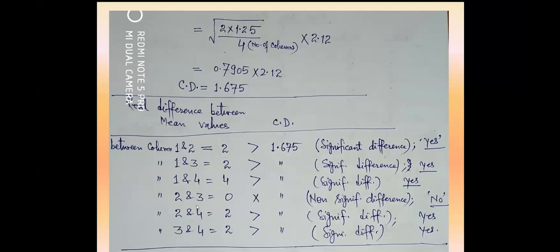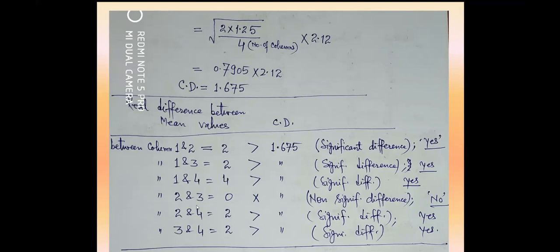Okay, so I'm continuing now. What we are observing here is that between first and second column, the mean values were actually 2 and 4. So when we get the difference of 2 and 4, it is coming 2. But the critical difference is 1.675. So our calculated value is less than the difference of the two means. So we say that yes, there is difference. If the real difference between two columns is more than the critical difference, then we consider significant difference.